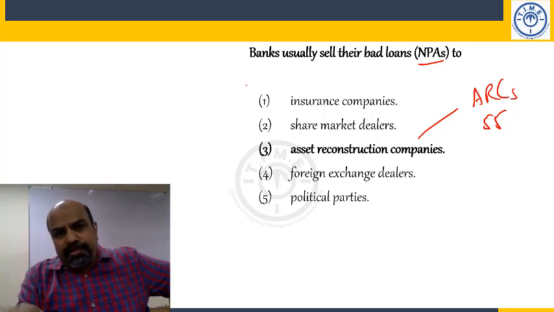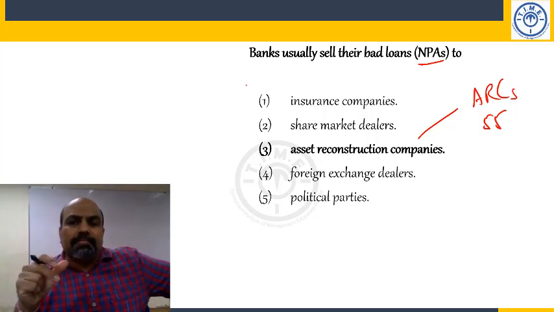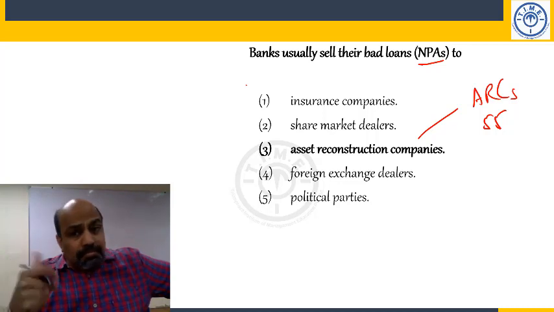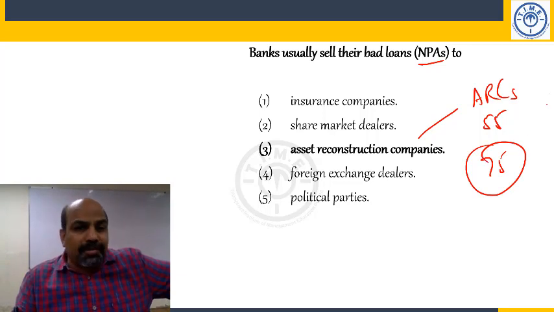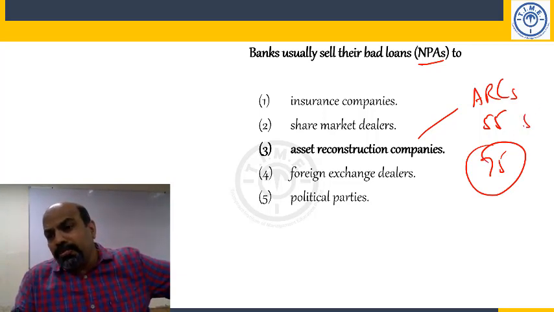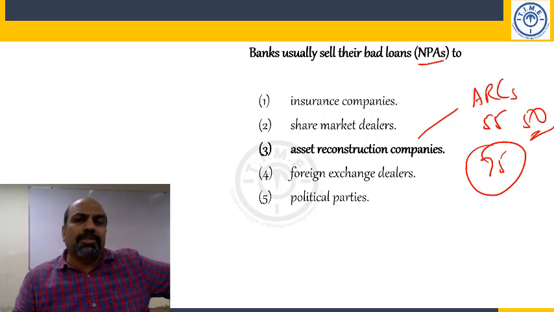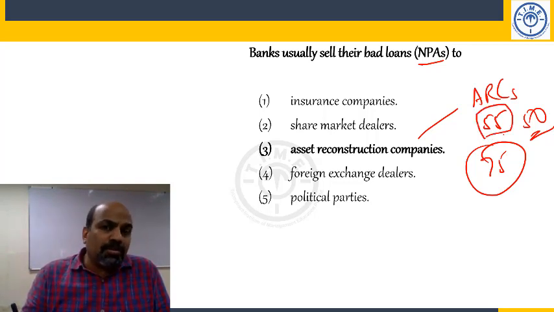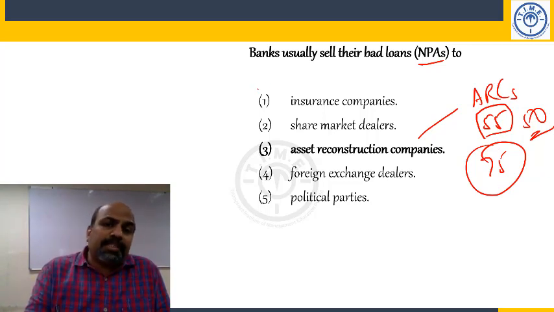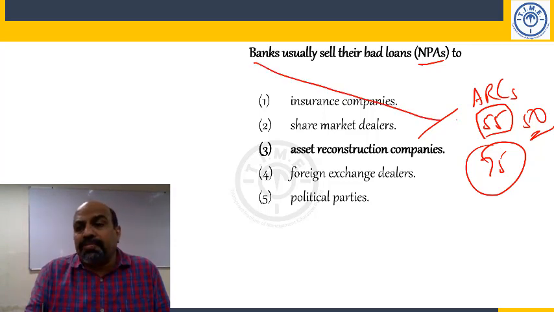So the ARC buys it for 55 rupees, then tries to recover it from the borrower. If it collects, let's say, 75 rupees, it makes a profit. But if it collects only 50 rupees, or 45 rupees, then it makes a loss. So if an ARC collects less than its purchase price, it suffers a loss, but if it collects more than the purchase price, it makes a profit. As far as banks are concerned, they at least get 55, rather than a complete write-off.